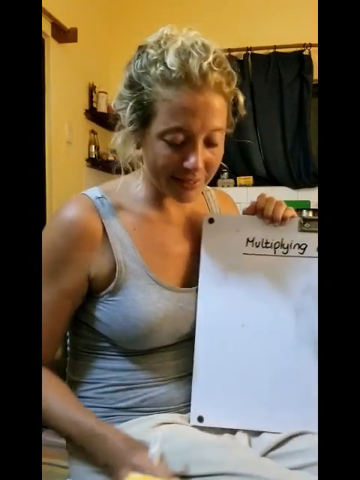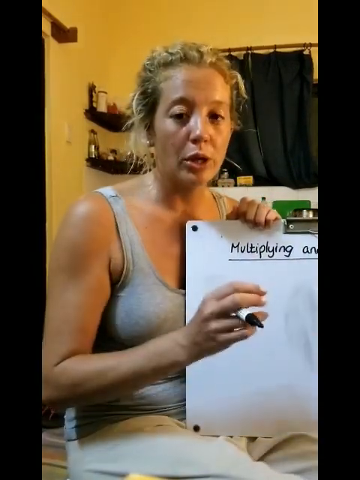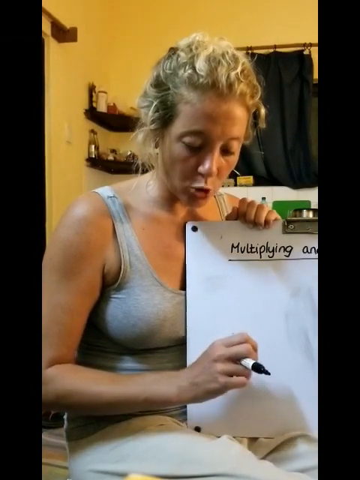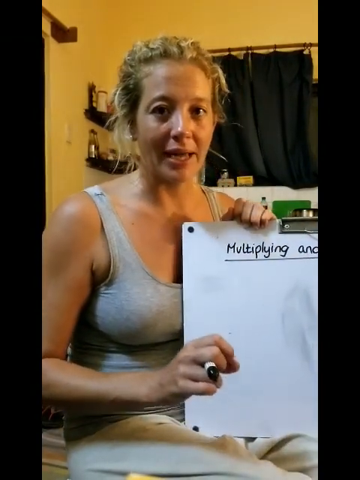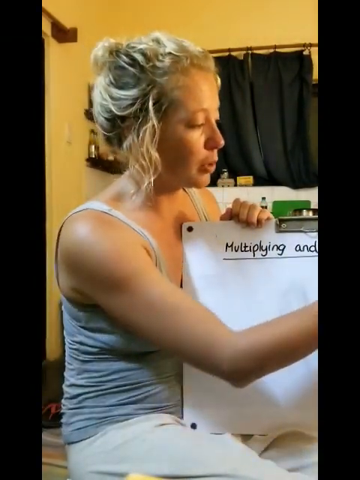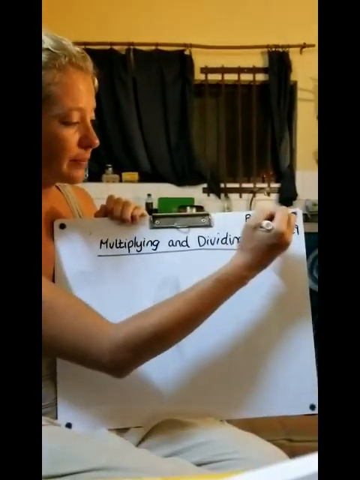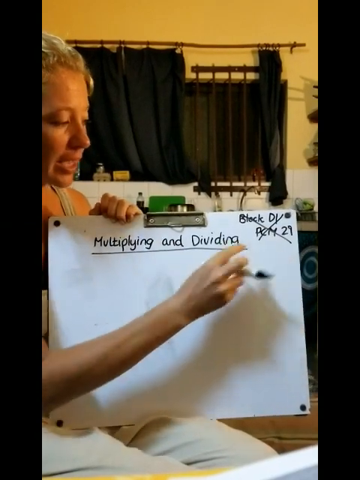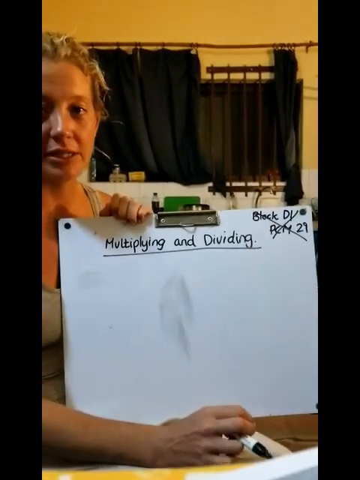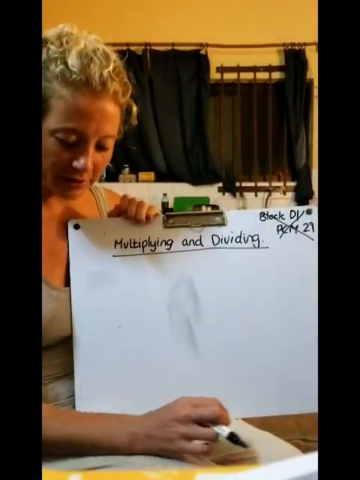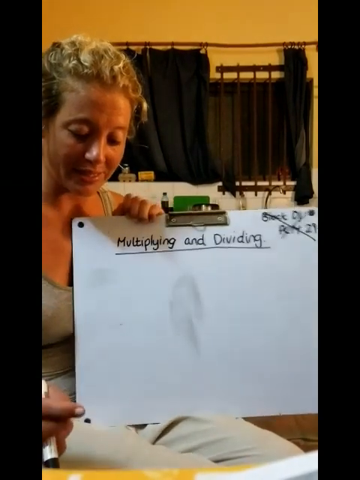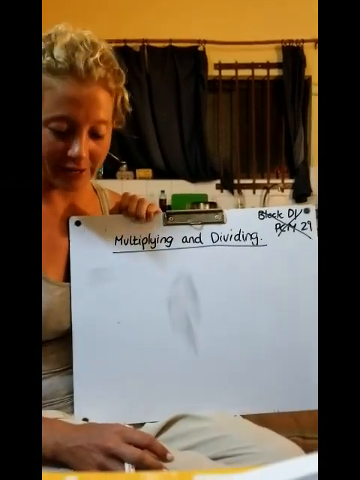So you guys have a worksheet called PCM 29, multiplying and dividing. It is not block DI PCM 29. Don't use that. Okay, that's an addition worksheet that I think the grade fours have. This is PCM 29, multiplying and dividing.